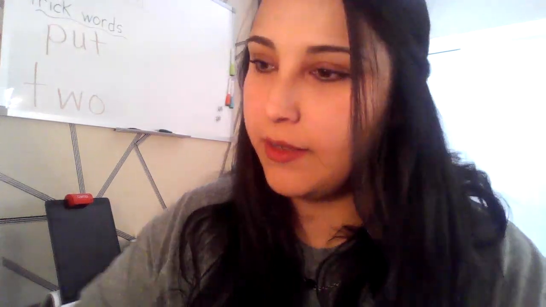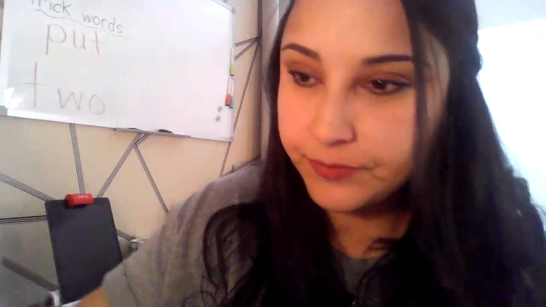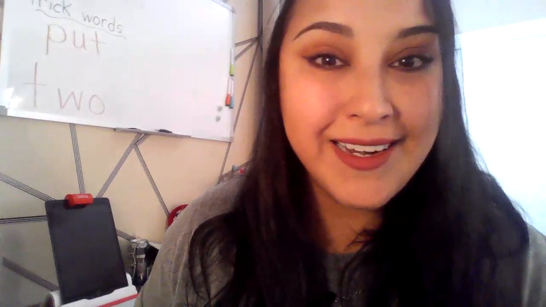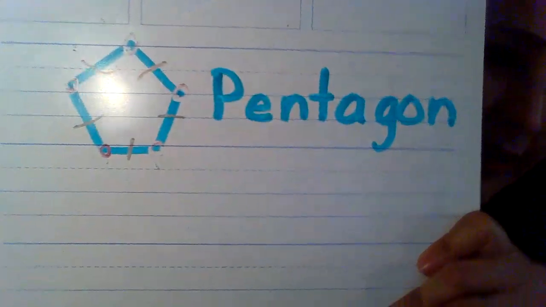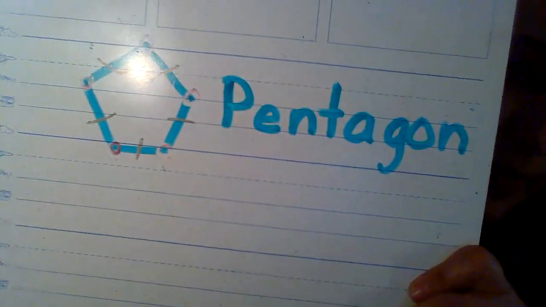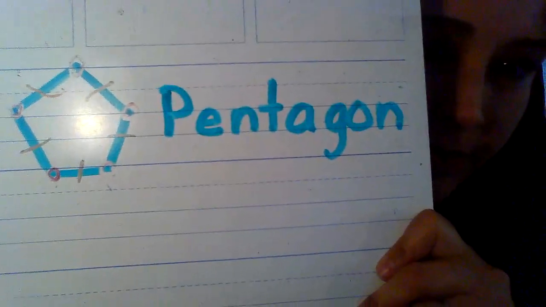The way that you could remember this shape is by thinking of the word pen. Okay, so Pentagon. And I'm gonna go ahead and write it here. This is our pentagon, and it kind of looks like a little house at the top, and it has 5 sides and 5 corners.